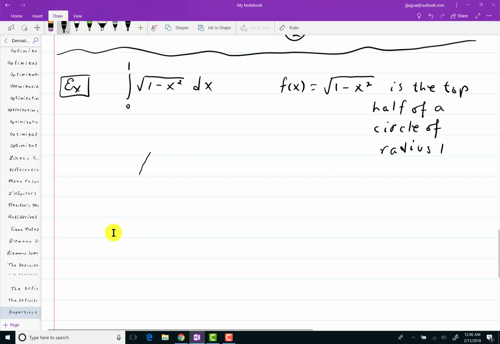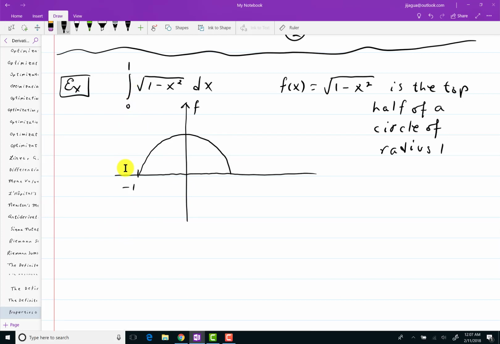Let me draw maybe the circle part first. See how good I can get it looking. And then I'll draw my axes. So there's the graph of f of x. Now, it starts at -1 and it ends at 1. I want the area from 0 to 1. So this is what I'm looking for. So it's 1/4 of a circle.